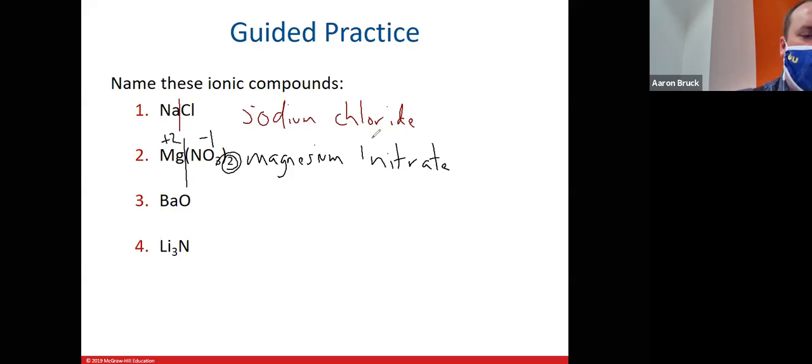Does that mean I turn this into dinitrate? No. Subscripts on ionic compounds never get turned into prefixes. If there is a prefix on an ionic compound, that's because that is the name of that particular ion. So for example, dichromate. The dichromate ion is not 2 chromate ions together. It's its own ion, Cr2O7 minus 2. 2 chromates would actually be Cr2O8. So it's not the same.